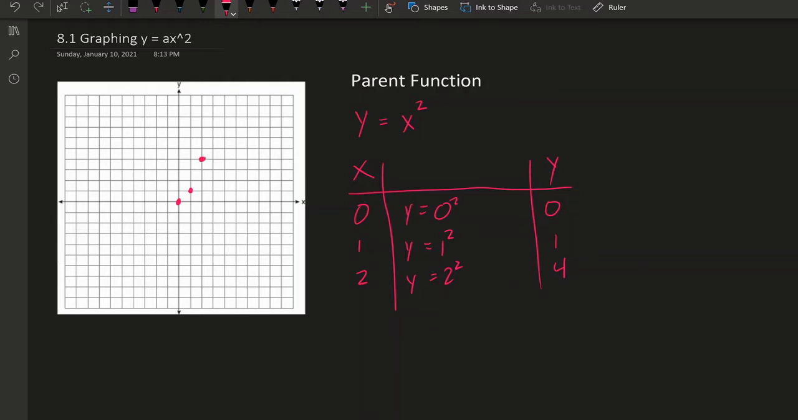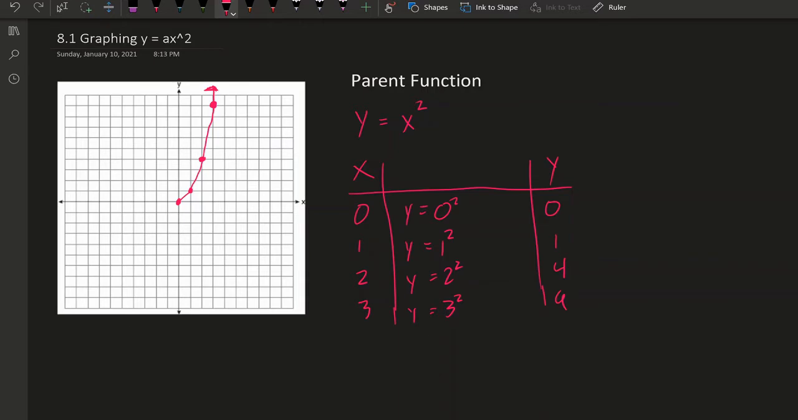And normally we don't need to do this many points, but let's go ahead and do 3. 3 squared would equal 9. So you can see that this very clearly is not a straight line. It starts off at 0 and then it curves upwards, just like that.